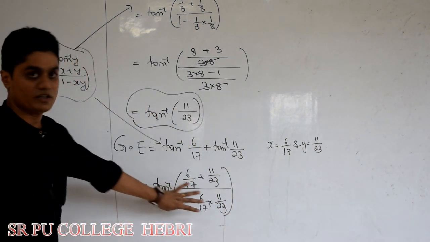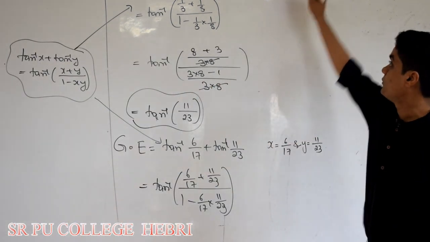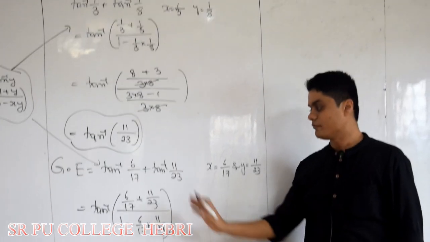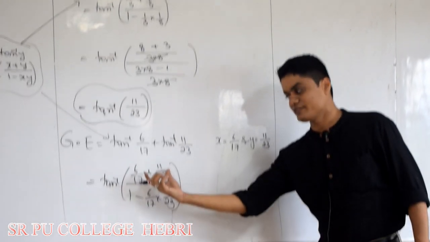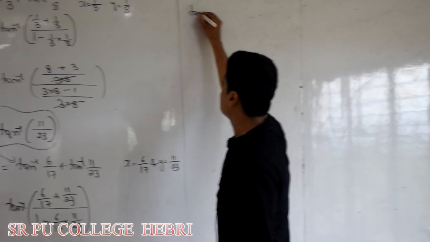Now you can keep your work very simple by keeping the answer in your mind. You know the answer is pi by 4. To get pi by 4, remember you should get tan inverse of 1. When will you get tan inverse of 1? When the numerator is equal to the denominator. So keep this in your mind. So your work will be simple after this.